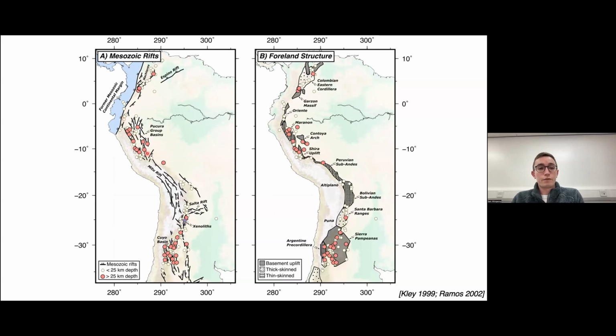That's what we can see on the left. Each one of these dots is an earthquake. The pink ones are deep earthquakes, greater than 25 kilometers centroid depth, and the yellow ones are shallow ones. What we can see is that in the regions where we have distributed seismicity, i.e. the earthquakes extend away from the range front, we've got distributed normal faults, and the rifts lie along the margin of the range front.